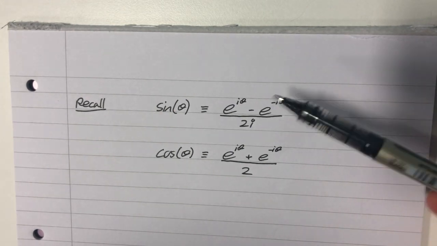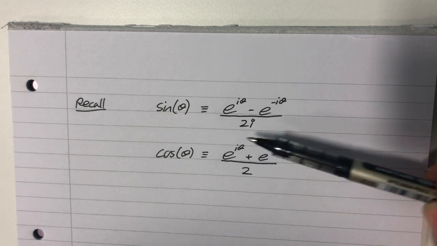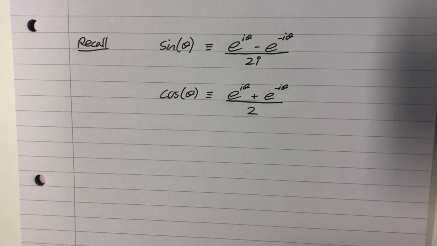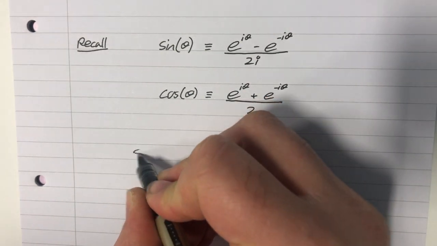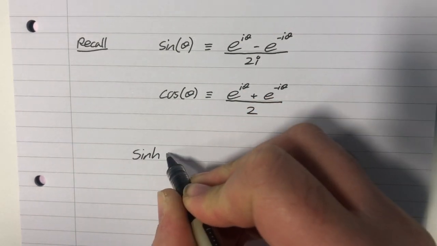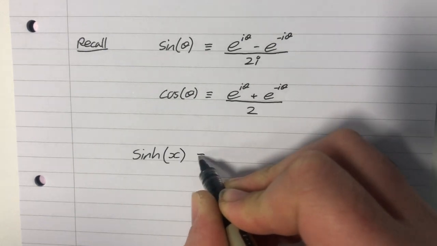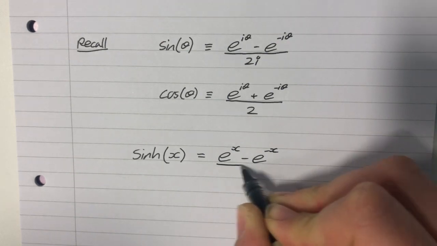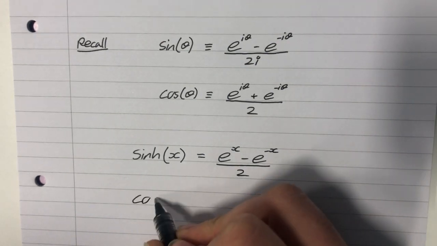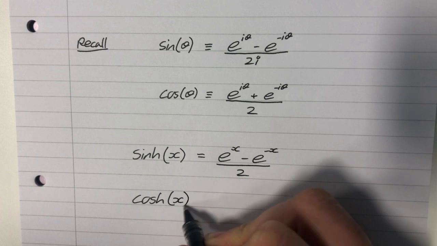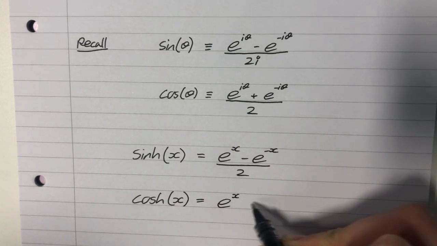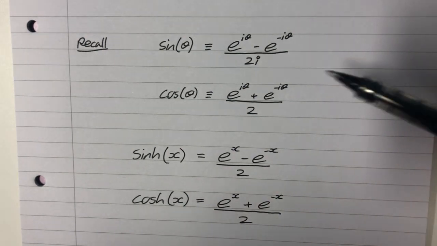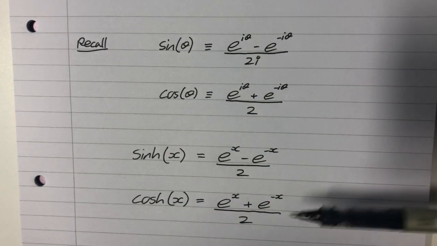Well, if I take these exactly as they are, but whenever I see an i just ignore it, then we have our definitions of what we call the hyperbolic functions. These are the definitions of the hyperbolic functions.